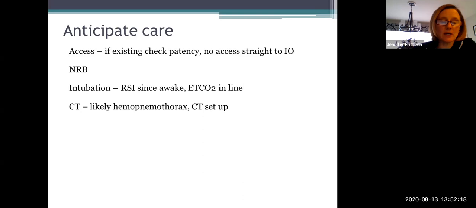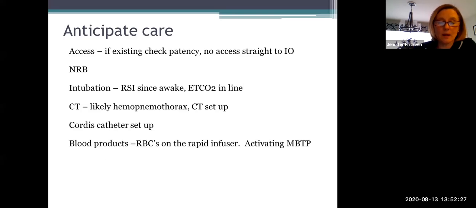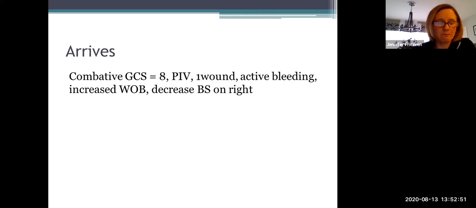Chest tubes. Likely, because it's in her chest, we anticipate that she's going to need a chest tube. There's probably a hemopneumothorax. The Cordis catheter needs to be set up. And we want to probably have packed red cells on the rapid infuser and have the massive blood transfusion activated. And then have the open thoracotomy tray to the left side of the room and ready to go. So this is a room that's prepared for about anything. And then finally, I'm putting on here antibiotics, which I know is not life-saving, but for anybody with a penetrating injury, early antibiotic care does help with outcomes.